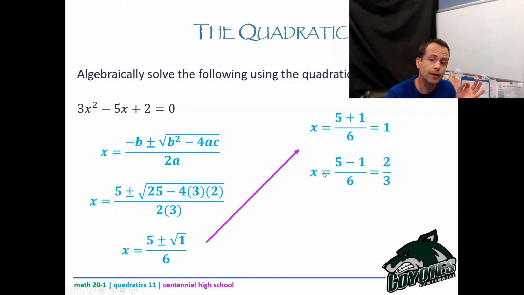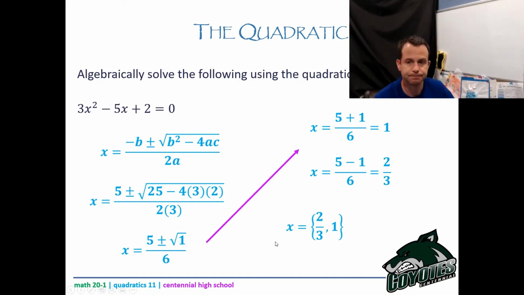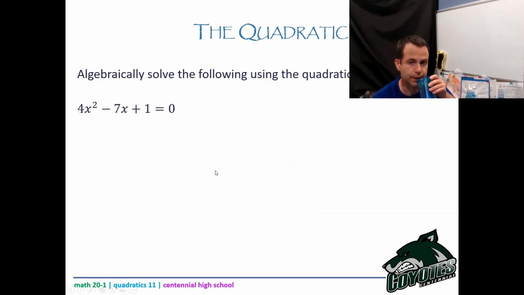Or X equals 5 minus 1 over 6. 5 minus 1 is 4. 4 over 6 reduces to 2 over 3. So I have two solutions from using the quadratic formula. So I write it in solution set. X equals the set of 2 over 3, comma 1. Okay. Awesome. All right, let's try another one.